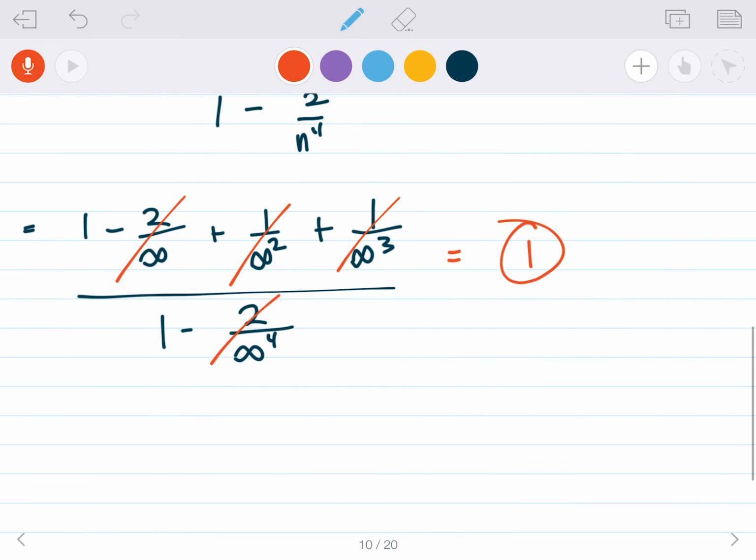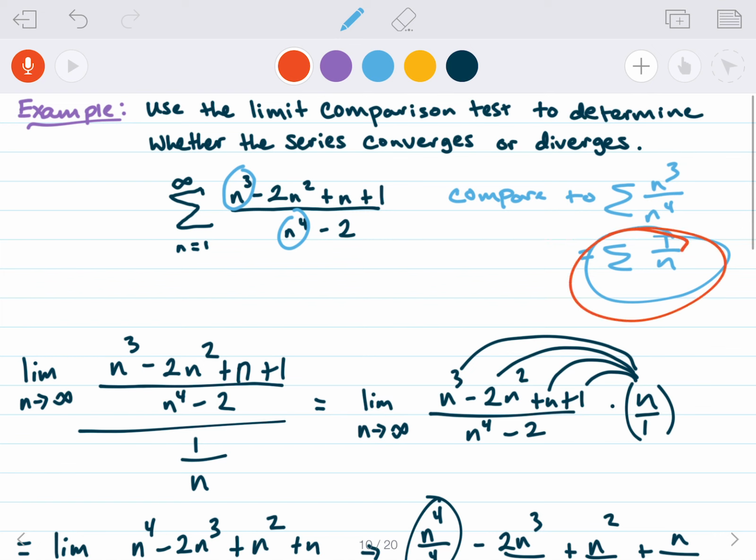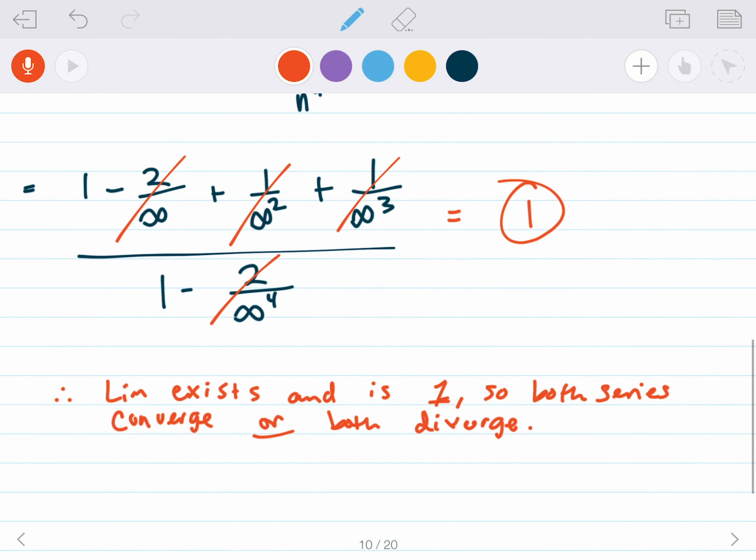So, again, the limit exists and is 1. So both series converge or both diverge. So which one is it? Well, again, the series that we were comparing to diverges, right? So we're comparing these two series. This one diverges for sure because it's the harmonic series again. So this one also must diverge. So they both diverge.